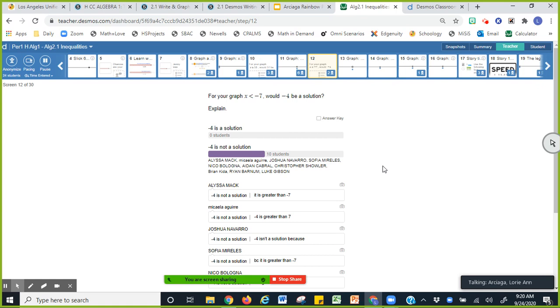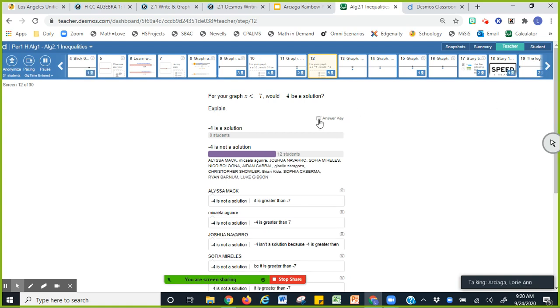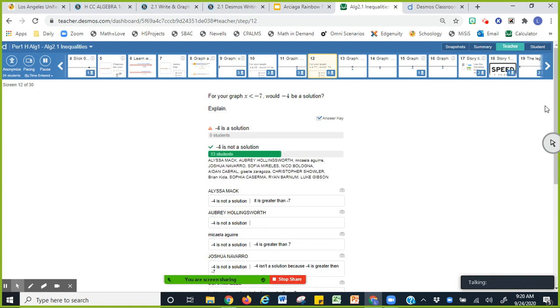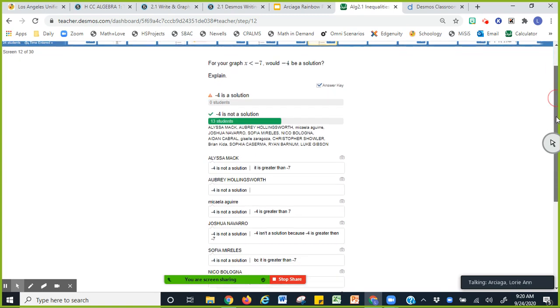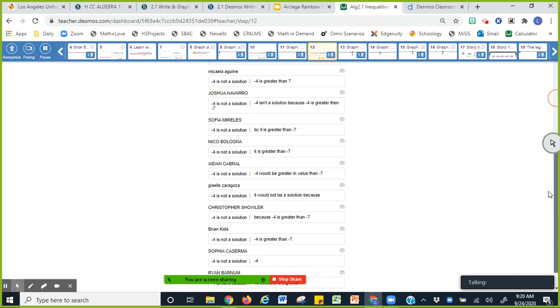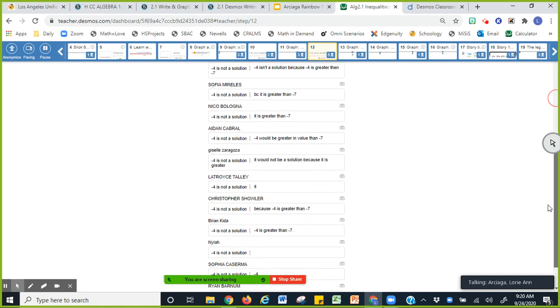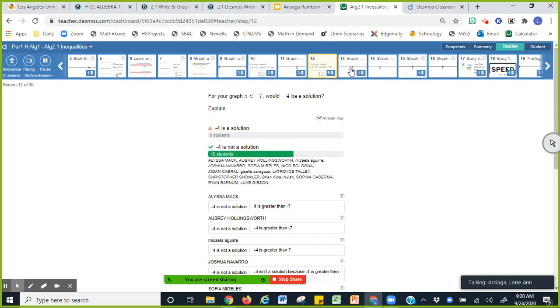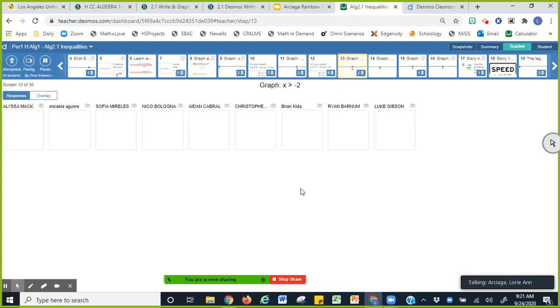And then for this graph, would negative 4 be a solution? And 10 students chose it's not a solution because it is greater than negative 7. Okay, so since negative 4 is closer to 0, then definitely you guys are right. It's greater than negative 7. Okay, very good.